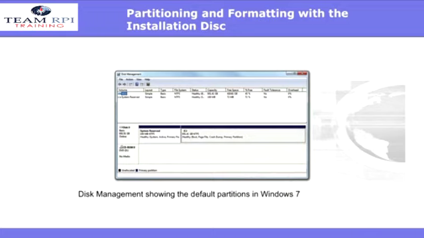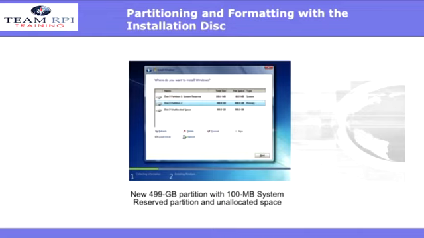You can also go into the disk management. This will show the default partitions as well as any other partitions that are already installed on your PC. And here we see our spanking brand new 499 gigabyte partition with a 100 meg system reservation.